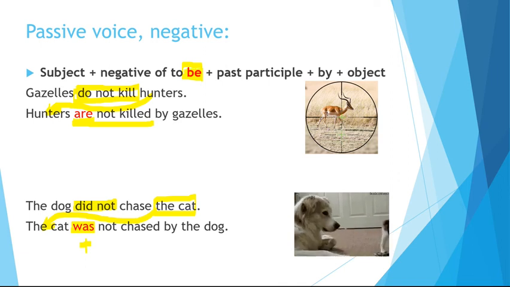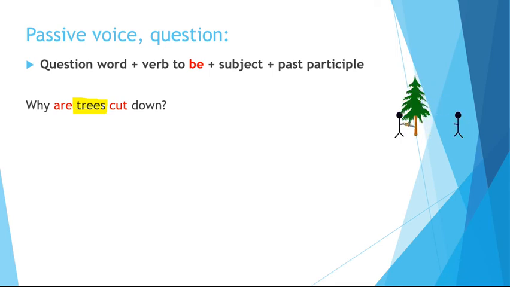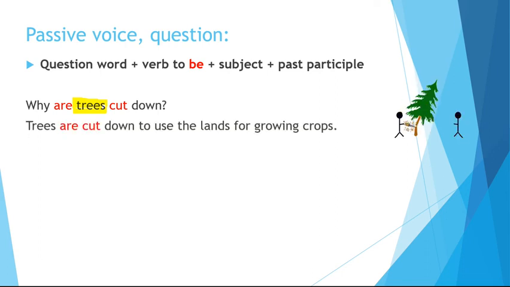What about the question? To make the interrogative form of the passive voice, we need to switch between the subject and the verb be. As in this example, why are trees cut down? Trees, as you might notice, is in the middle between the verb be and the past participle. But when we go and answer the question, why are trees cut down? Look at the answer. Trees are cut down to use the lands for growing crops.